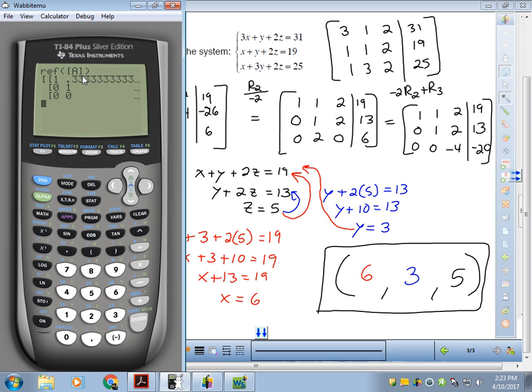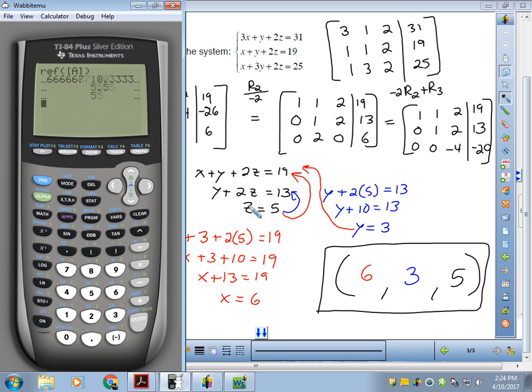And it tells us exactly how they did it. Theirs looks a little different because they reduced it a little differently than we did. They have 1, and then 1/3, and then 2/3, and 10.33, which would be 31/3. And then they have 0, 1, 1/2, and 5.5. And then notice they still have 0, 0, 1, and 5.